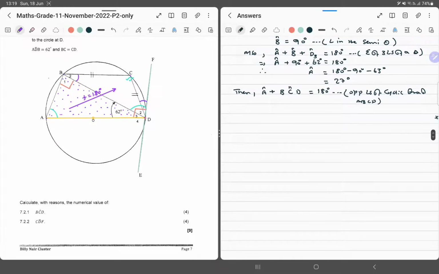Okay, all right. So this implies that 27 degrees plus angle BCD equals 180. We can say therefore this angle BCD is going to be 180 degrees minus 27 degrees, so this is 153 degrees. Is that true? The answer is yes. Even though the diagram may not be drawn to scale, that is an obtuse angle, and that is also an obtuse angle.